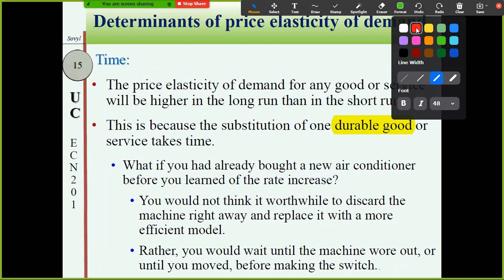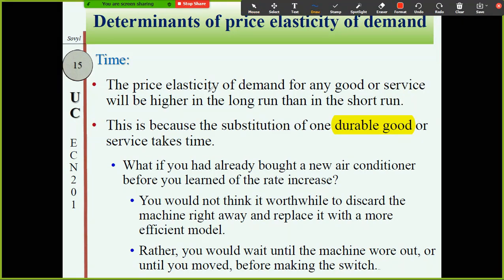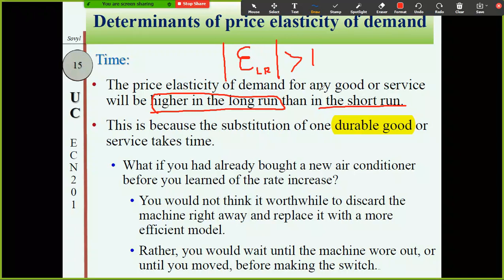Time. So what happens with time? The price elasticity of demand for any good or service will be higher in the long run than in the short run. What does it mean? It means that the price elasticity, I can call it epsilon, epsilon in the long run, of any product will be greater than 1. How about in the short run? Epsilon in the short run will be smaller than 1. Okay.